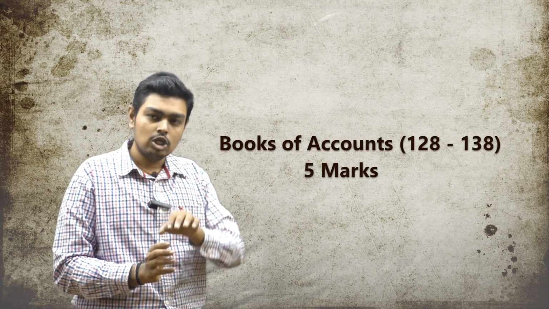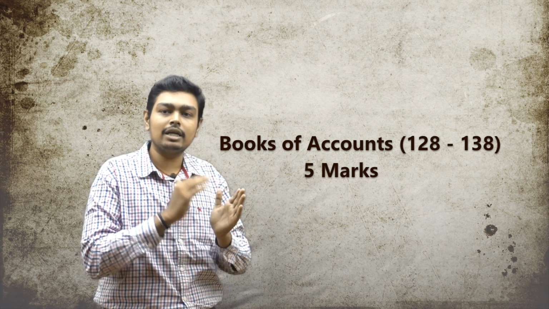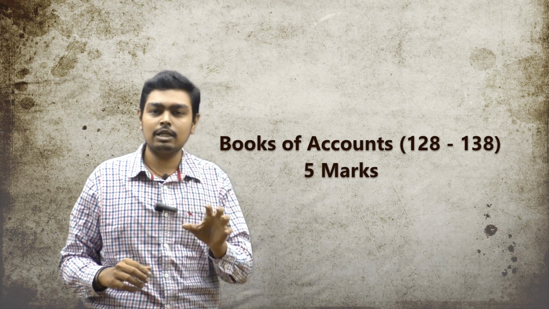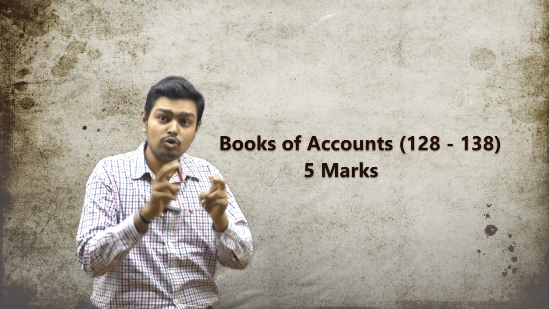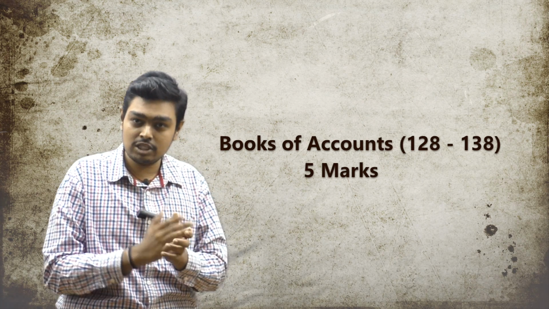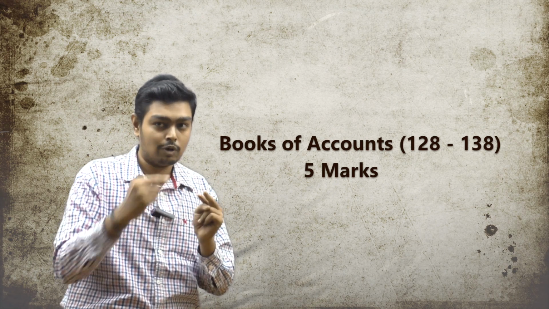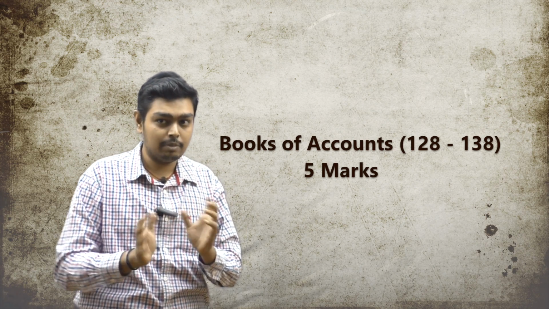Then after the dividend chapter, you have the books of accounts chapter. The books of accounts chapter starts from section 128 and ends in section 138. It covers how to maintain the books of accounts, where to maintain them, and financial statements. Then two new sections have been introduced: voluntary revision of financial statement and tribunal revision of financial statement. These two sections will be tested from the November 17 exam onwards. So voluntary revision and compulsory revision by tribunal.